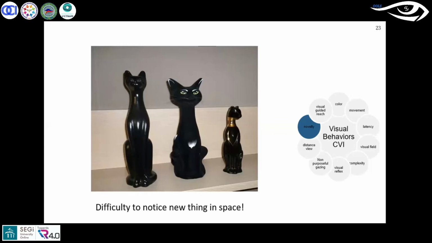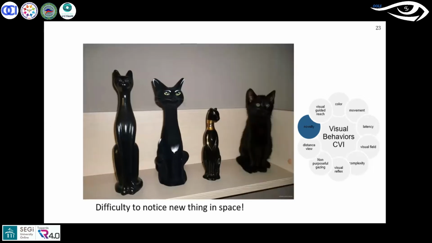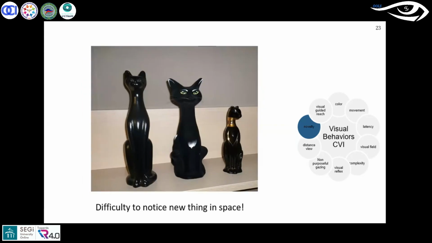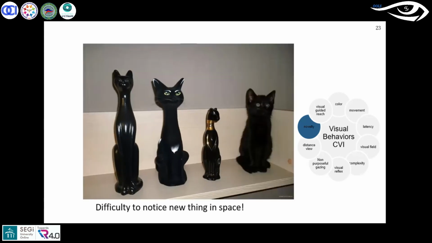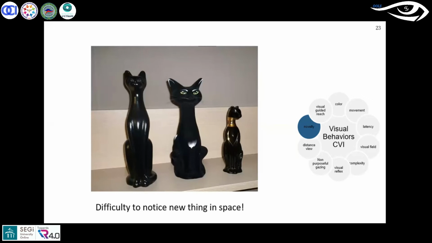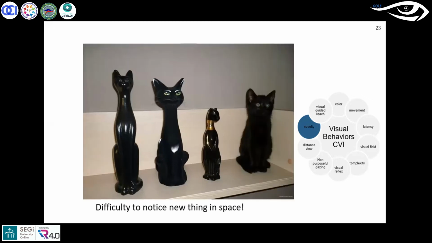So what happens if one day you walk through the same doorway, and you notice something is different? Even though you are not looking at that bookshelf, you can quickly notice, hey, something is not right over there. You will quickly notice there's a cat pretending to be one of the statues, right? So this does not happen to a child with CVI. They couldn't detect a new or novel thing in their environment.